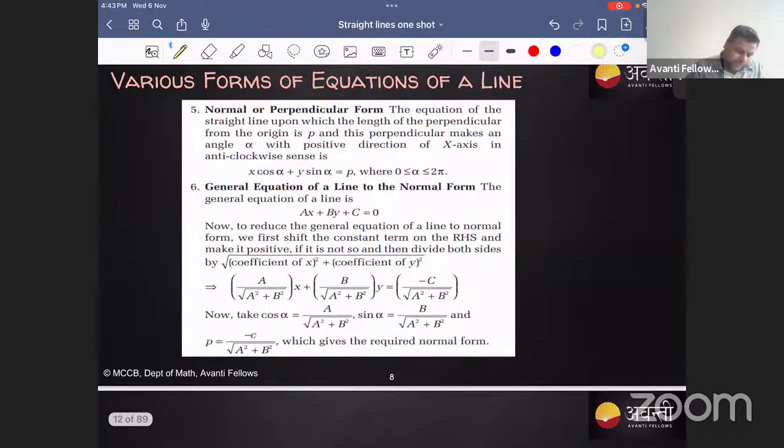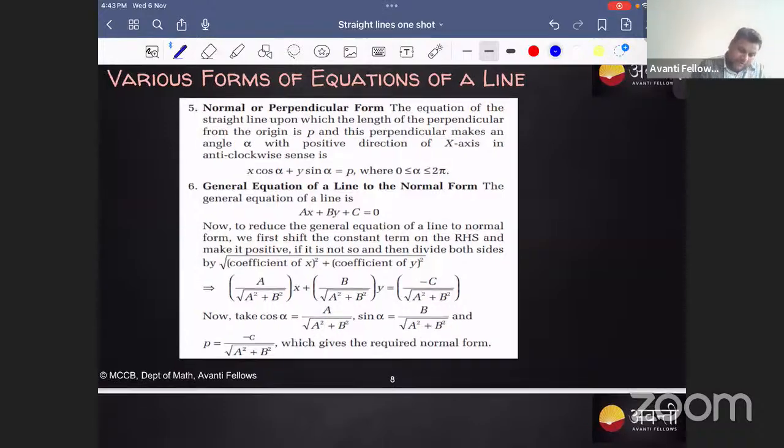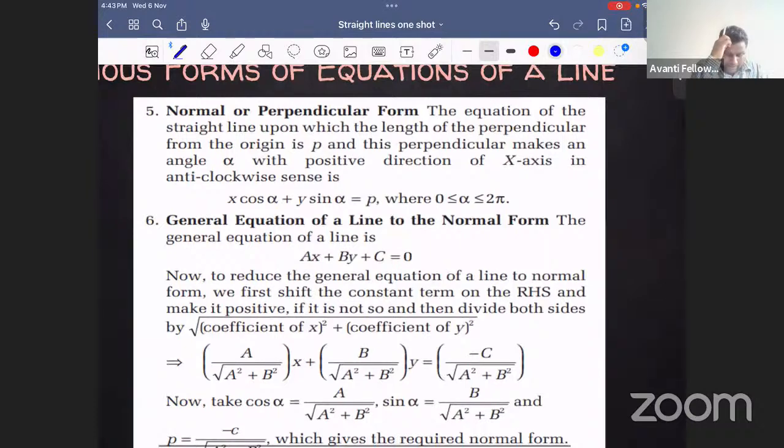Now, this was a bit about locus. Now we'll get back to our concepts. Normal or perpendicular form of a straight line.